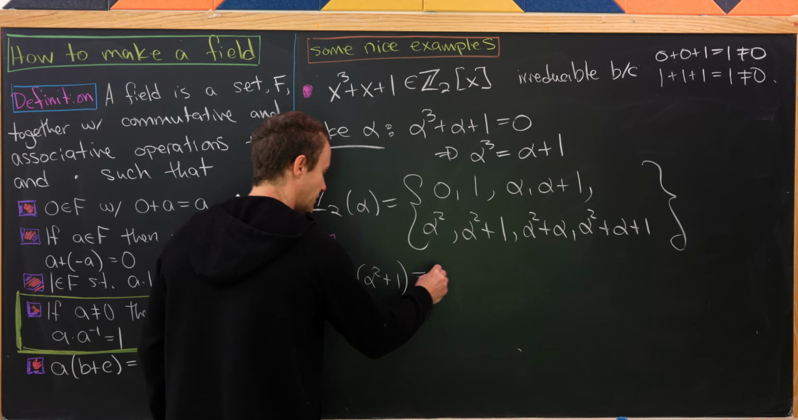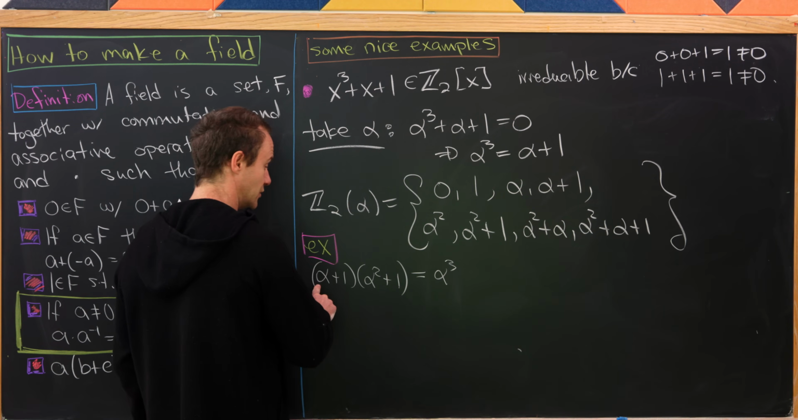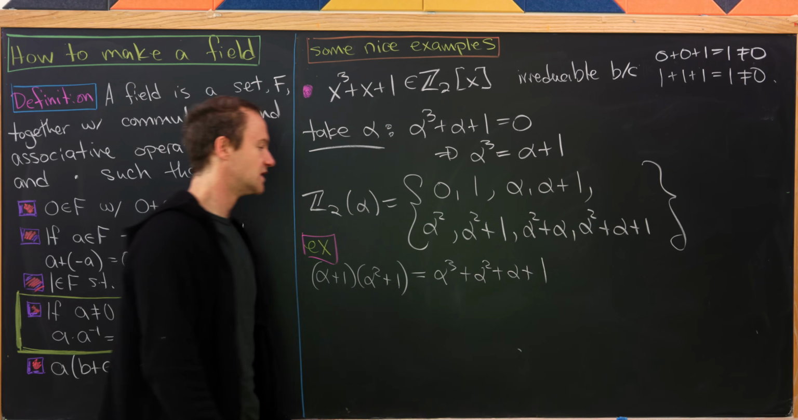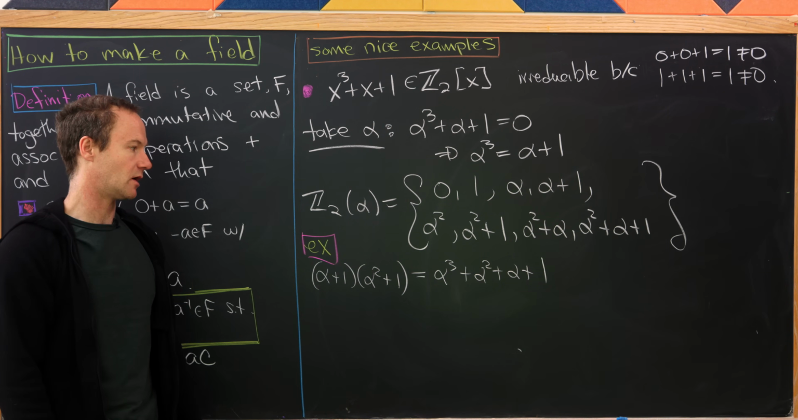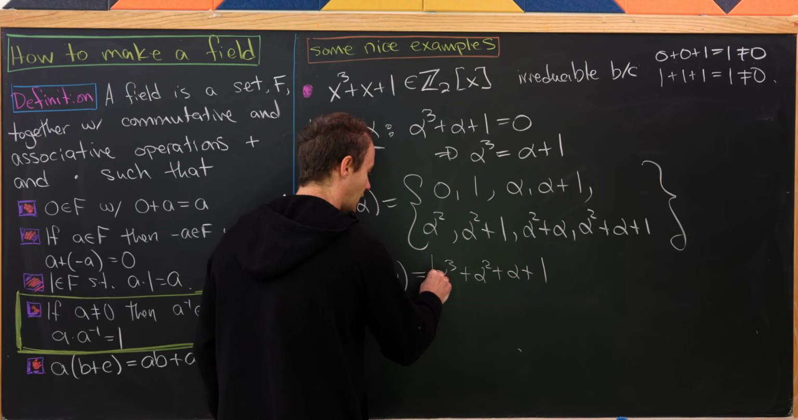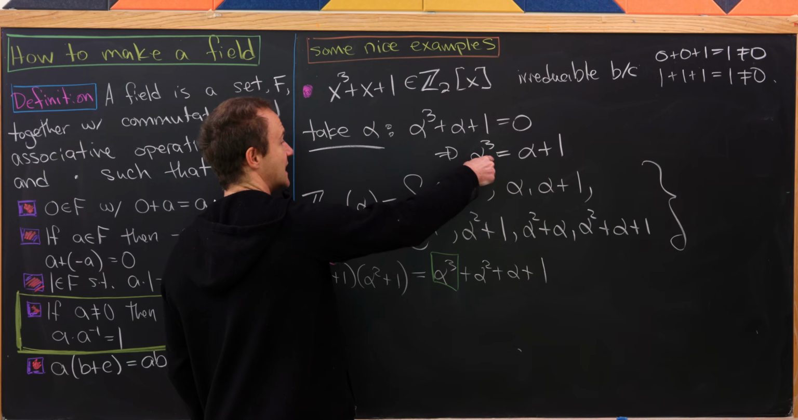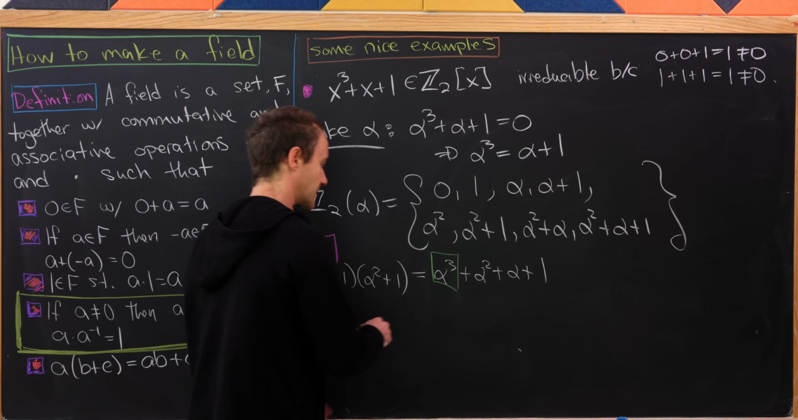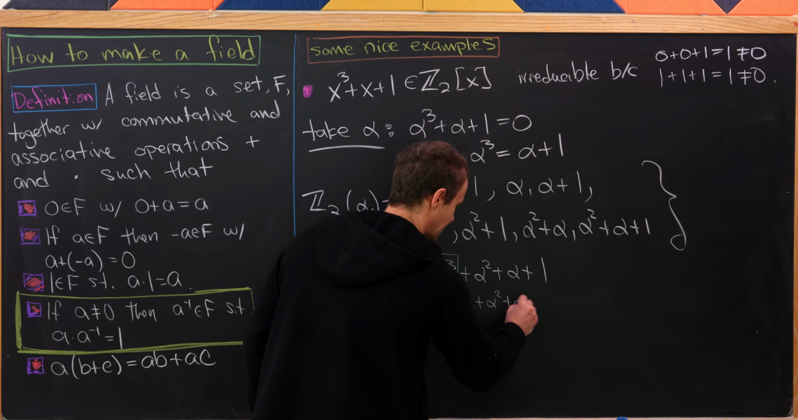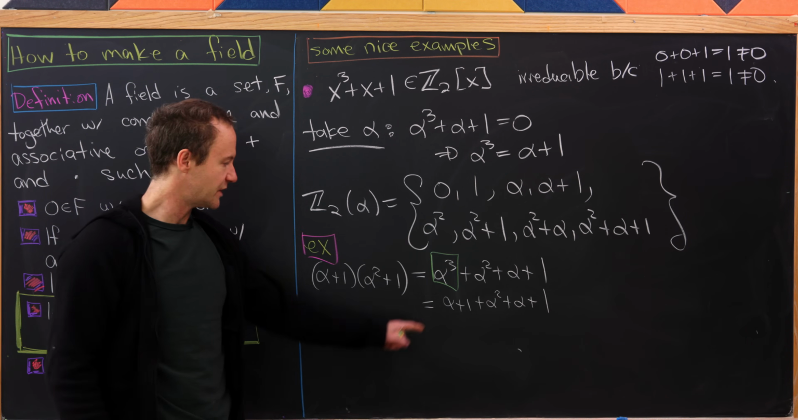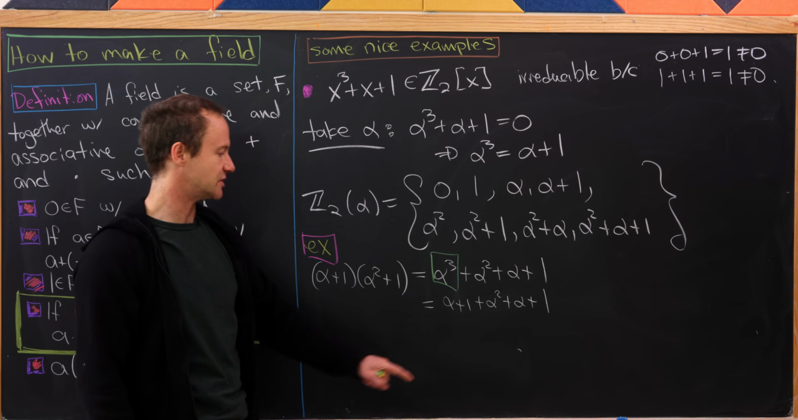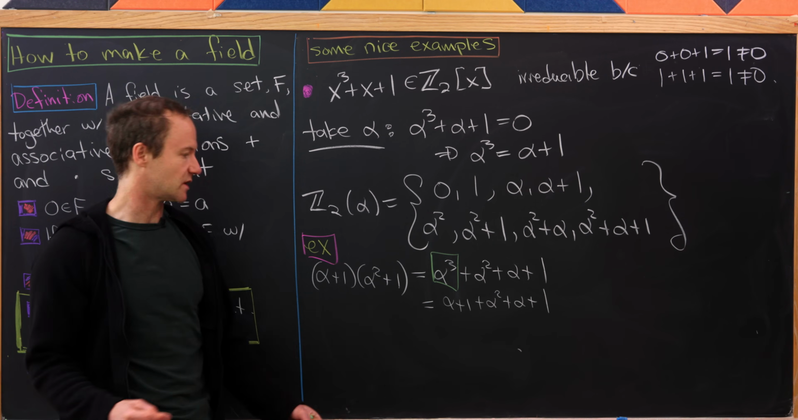Okay, so multiplying this out, we'll have alpha cubed plus alpha squared plus alpha plus 1. So like I said, that's from multiplying it all out. Okay, but now notice that we can take this alpha cubed and rewrite it using this formula up here. So that turns into alpha plus 1 plus alpha squared plus alpha plus 1. But notice alpha plus alpha is 2 alpha, but 2 is 0 in Z2. 1 plus 1 is 2, which is also 0.